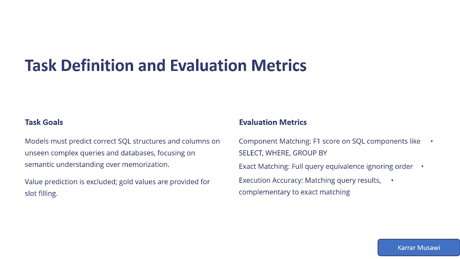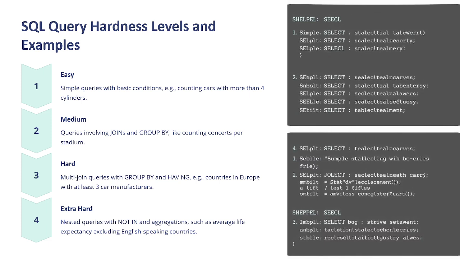Task goals. The model must predict the correct SQL structure and columns on unseen complex queries and databases, focusing on semantic understanding over memorization. Value prediction is excluded; gold values are provided for slot filling. Evaluation metrics. Component matching: F1 score on SQL components like select, where, group by. Exact matching: full query equivalence, ignoring order. Execution accuracy: matching query results, complementary to exact matching.